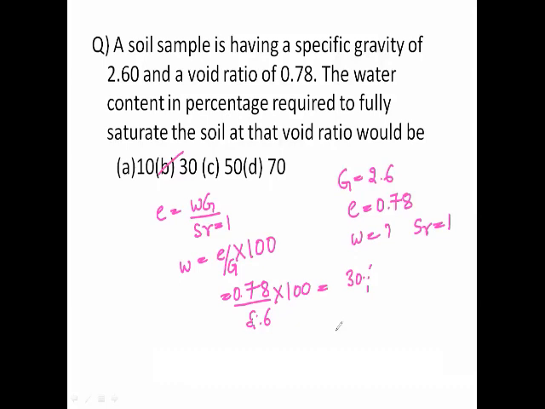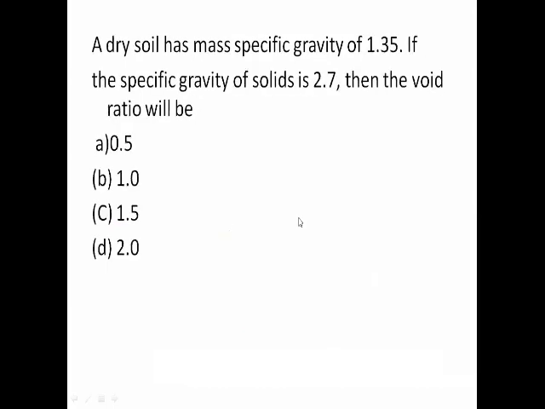Okay, let us move on to the next question. A dry soil has a mass specific gravity, Gm, of 1.35, and the specific gravity of the solids, G, is given as 2.7. Then he's asking what the void ratio will be.